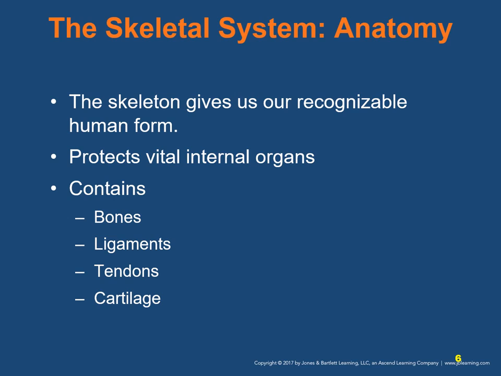Let's move into system anatomy. The first thing we're going to discuss is the skeletal system. The skeleton is what gives us our recognizable human form and protects vital internal organs. The skeleton consists of 206 bones that constitute the complete structure of the skeletal system, and these bones provide a framework for attachment of muscles.